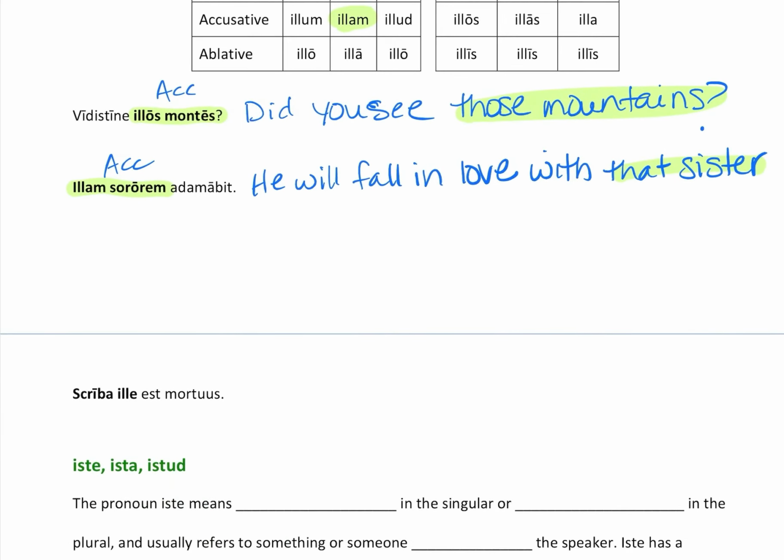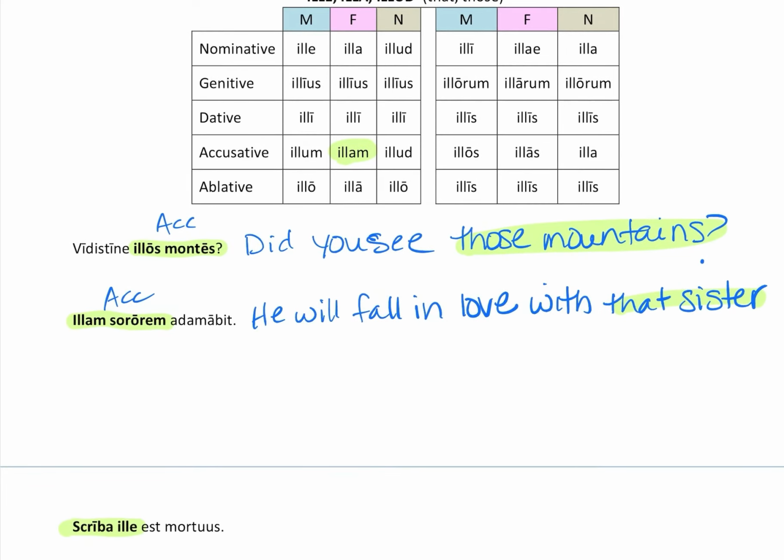Okay? Last one. Scriba ille est mortuus. This is actually in the nominative. So if you take a look here, ille and scriba. So remember, scribe is in the first declension, but it's also masculine. That's why we have a masculine, because it has to match in gender, case, and number. So here we have nominative. Remember, it's masculine. So that's why the endings don't match here. Scriba ille est mortuus.